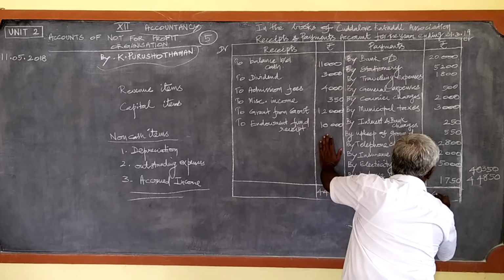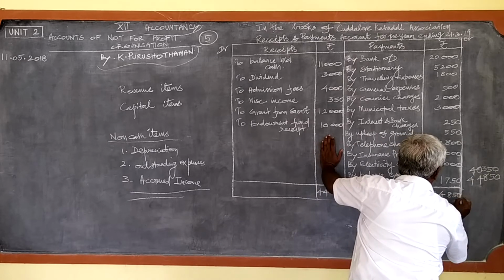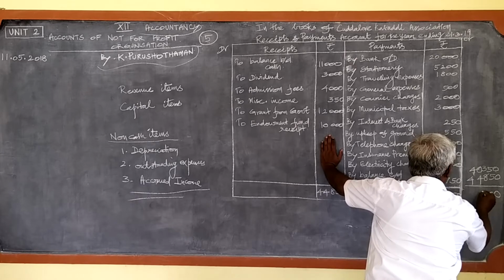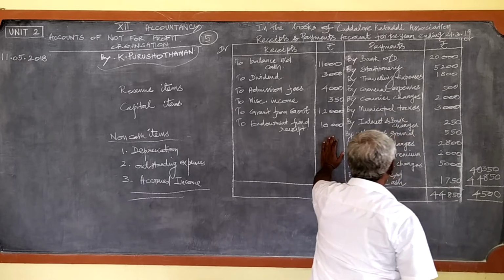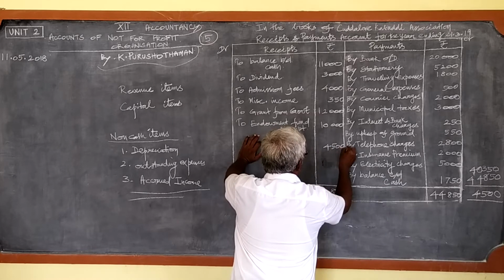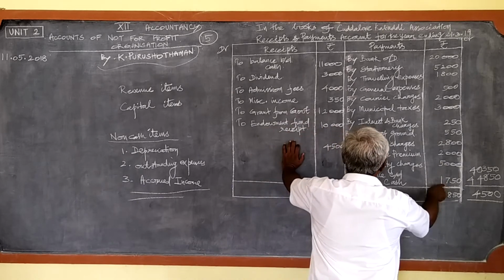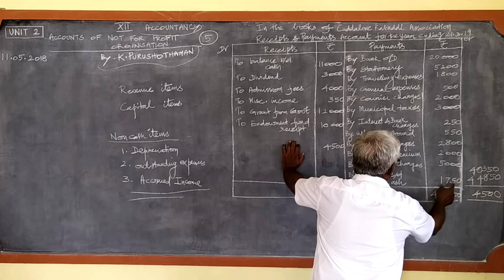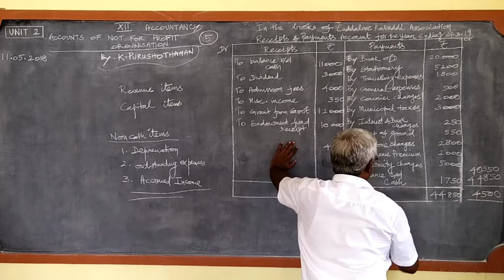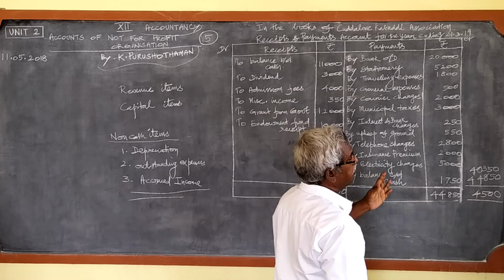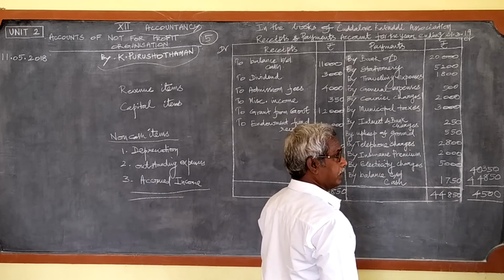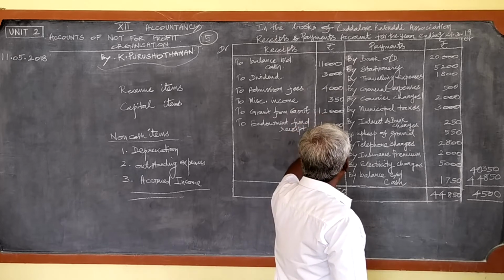You write it on both sides, and the balancing figure is, from this you minus this: 0 minus 0, 5 minus 5, 0, 8 minus 3, 5, 4 minus 0, 4,500. Here where the amount is missing, the balancing figure, this side is 4,500. If it is the balancing figure on the payment side, you can write under it bank, 4,500. Once again I repeat. If the balancing figure is to be written on the payment side, that means what? Receipt is greater than the payment. But in this problem, payment is greater than the receipt. So the receipt side is short.